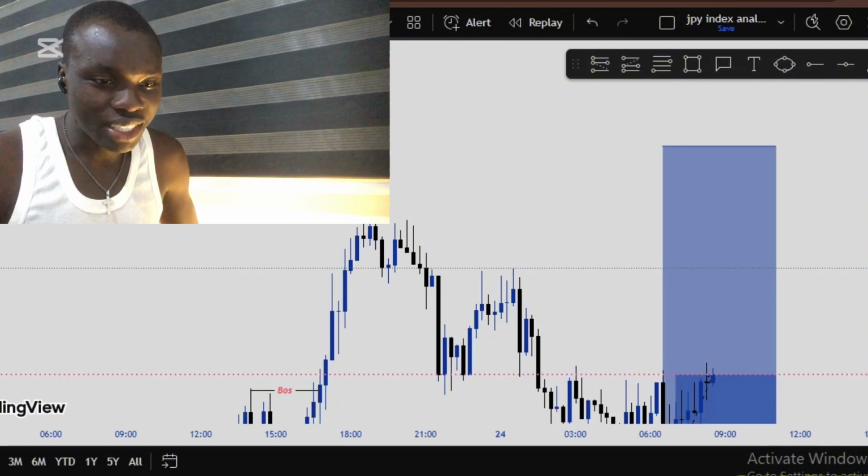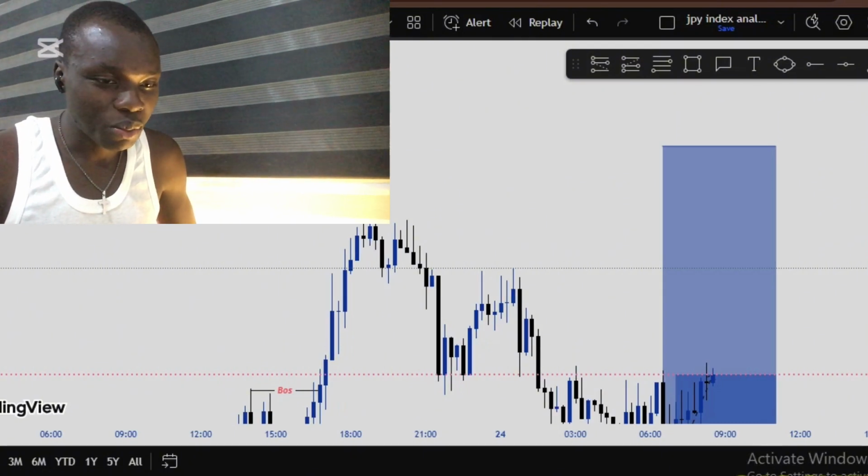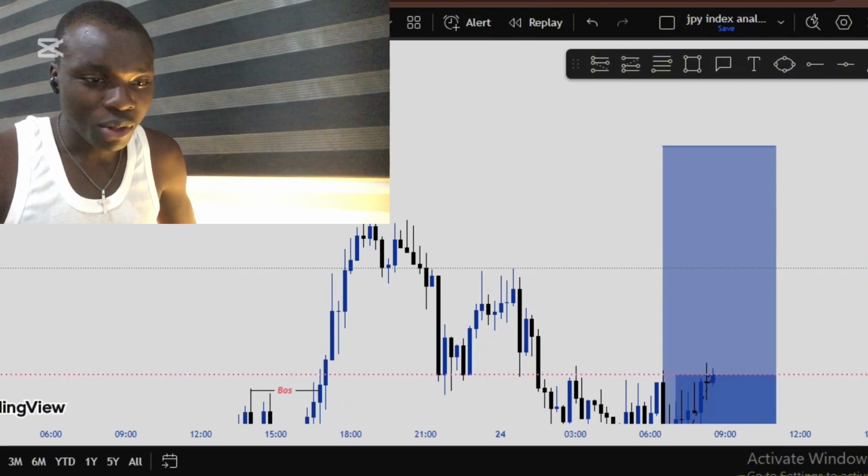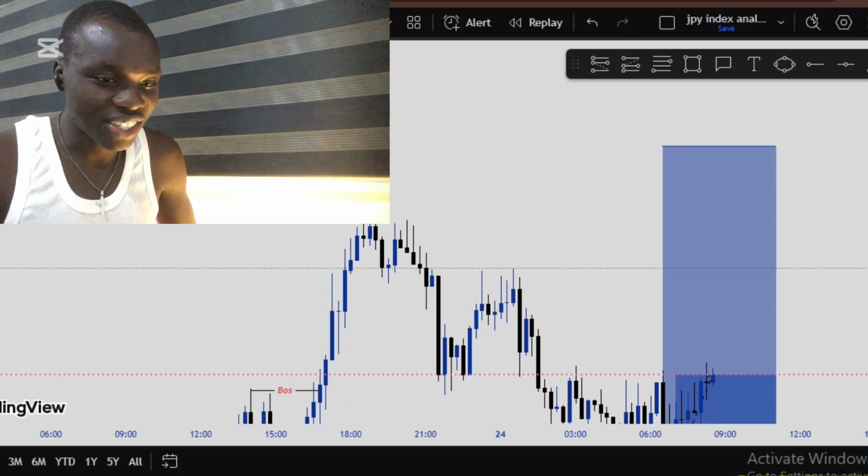So now is the GBP/JPY. This is the GBP/JPY, and I'm on this trade right now. I'm currently on this trade.